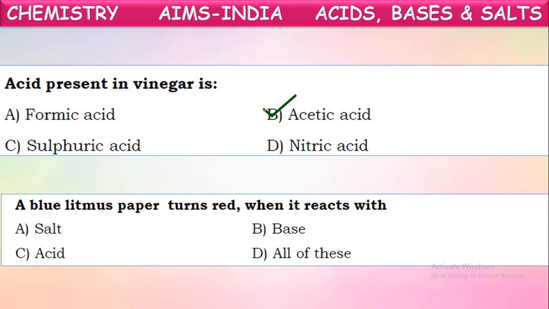Next one. A blue litmus paper turns red when it reacts with. When does a blue litmus paper turn red? When it reacts with acids. Blue litmus paper turns red when it reacts with acids. Red litmus turns blue in the presence of base.